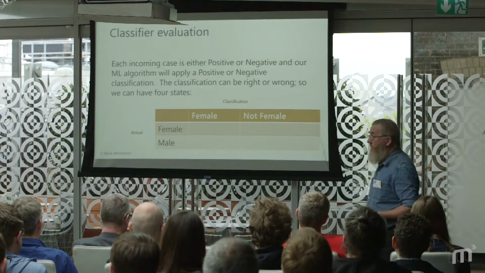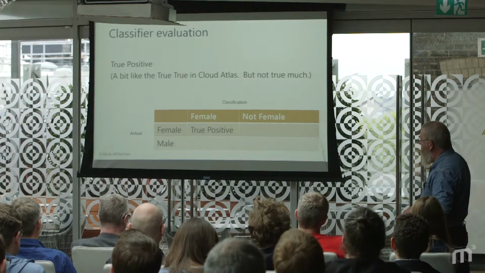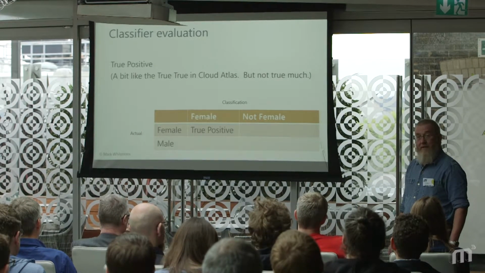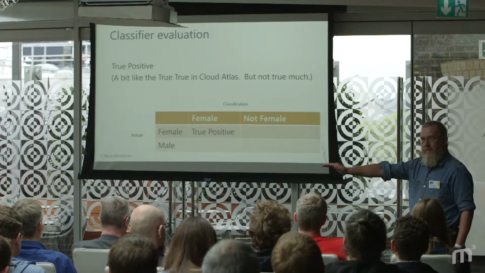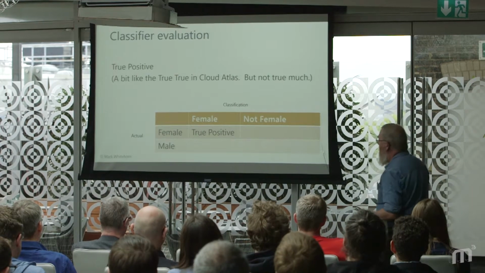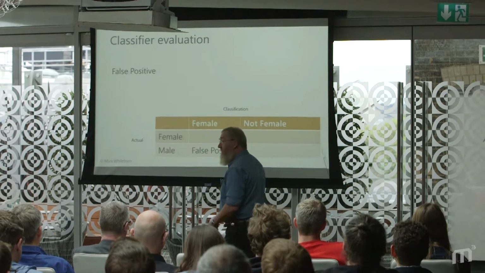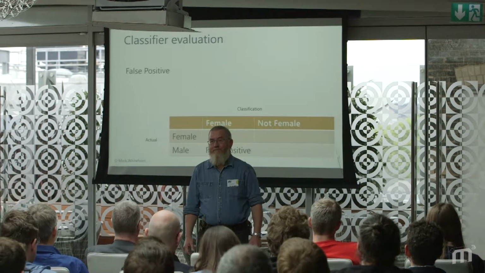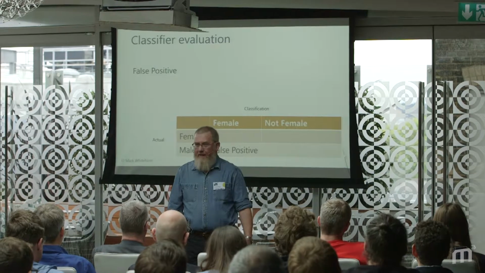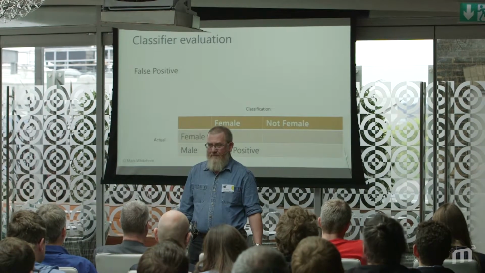And clearly there are 4 possible things that can happen. It can be a female and the classification algorithm can say it's a female. That is brilliant. Well done, algorithm. It did a good job. It can be a male, and the algorithm can say, yep, that's a female. This is wrong. This is a bad algorithm. We need to punish it. It has not behaved well.